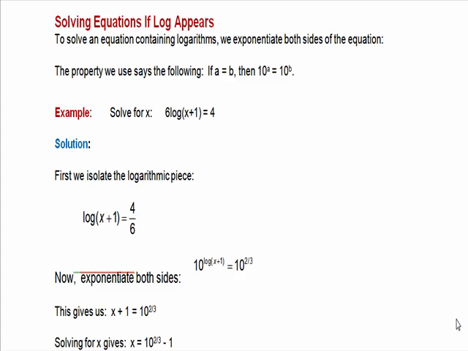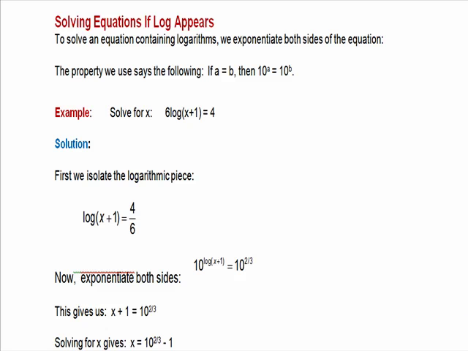Now I'm going to exponentiate both sides. So I'm going to take 10 and raise it to the left-hand side, 10 raised to the right-hand side. Doing this gives me 10 raised to the log of x plus 1 equals 10 raised to the 4/6, which would be the same as 10 raised to the 2/3. Now again, if I remember my properties of exponential and logarithmic functions, when I have 10 raised to the log of something, the 10 and the log, being inverses, cancel each other out and just give me x plus 1. So I end up with x plus 1 equals 10 to the 2/3.